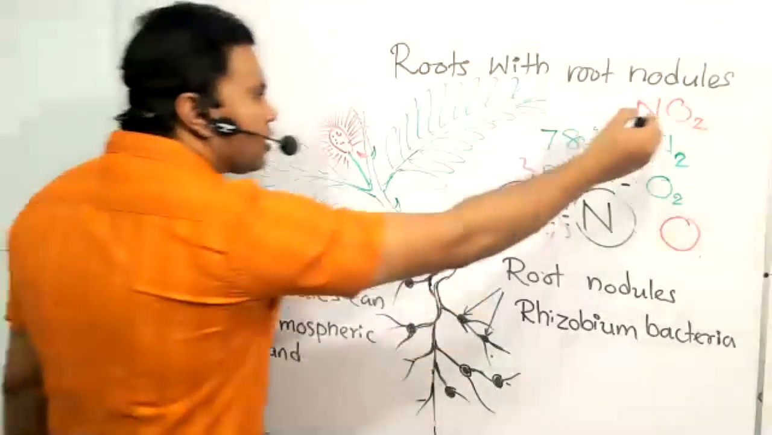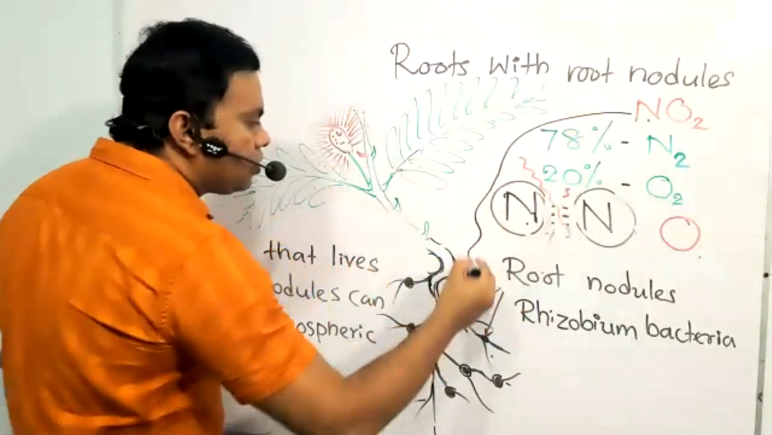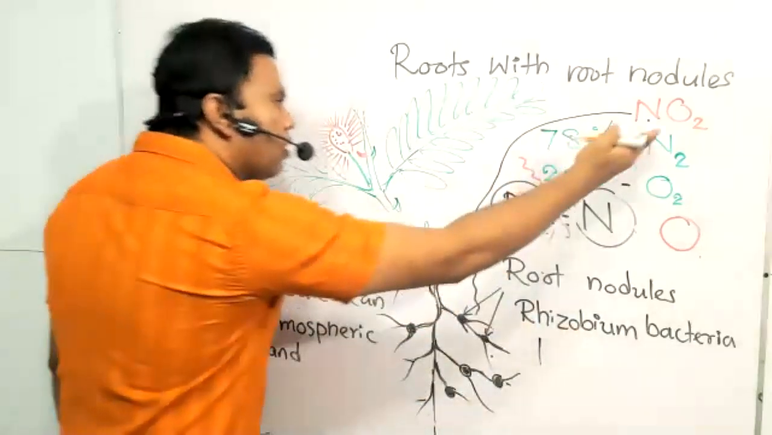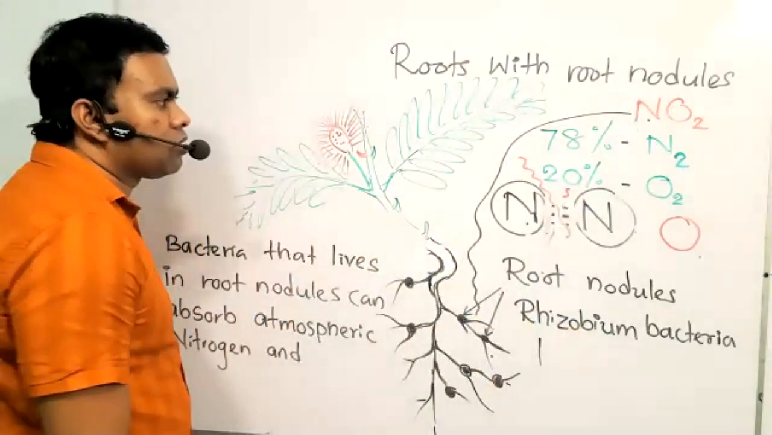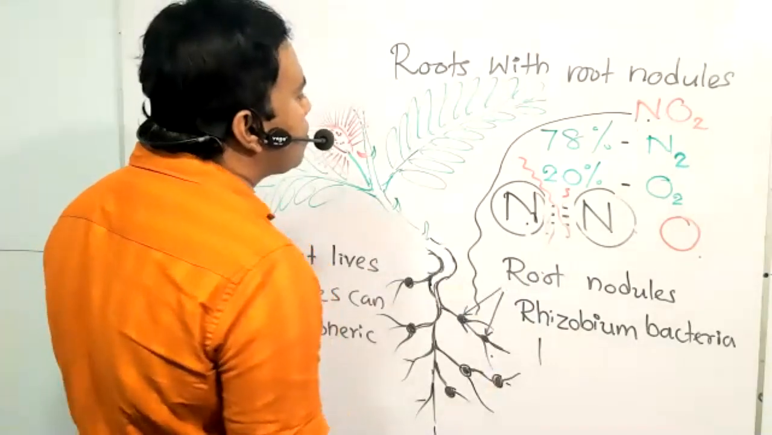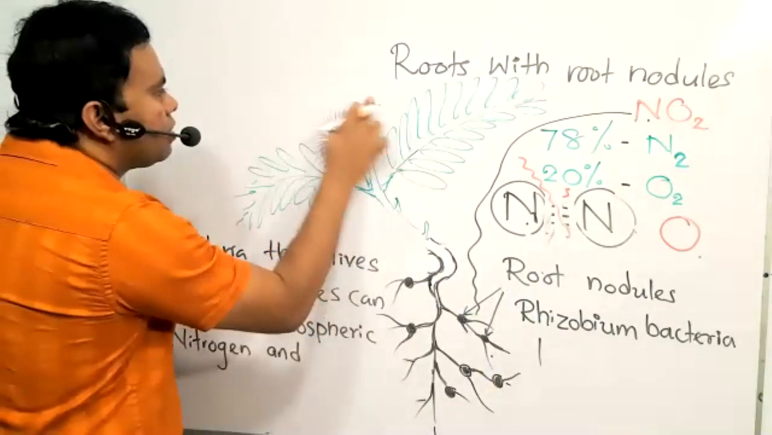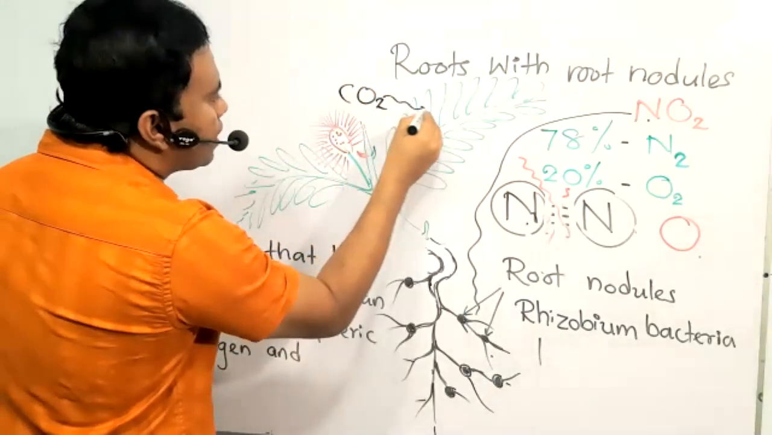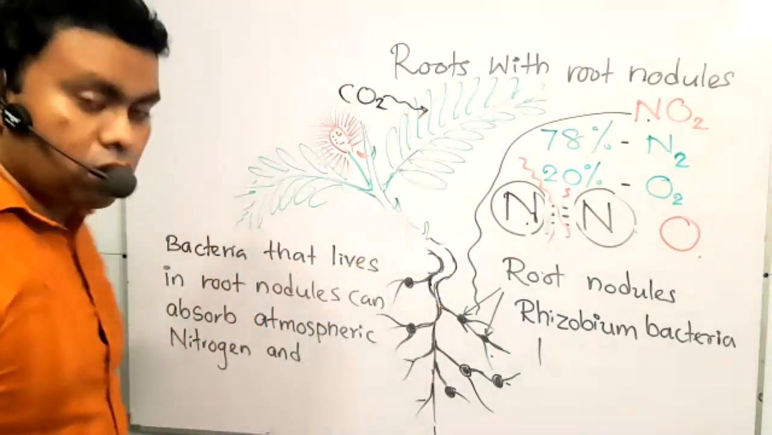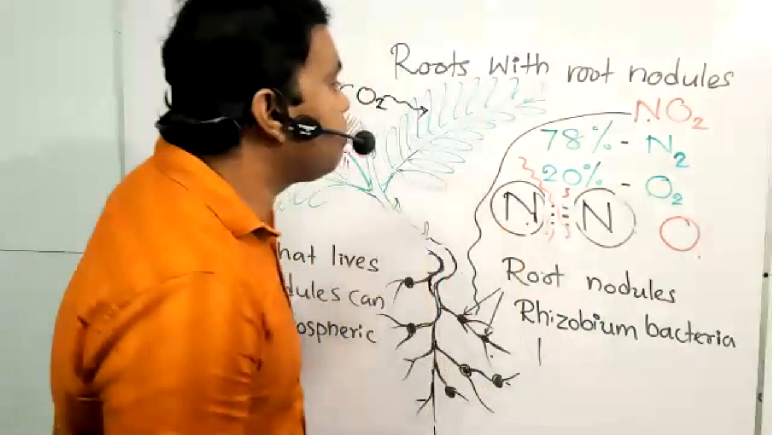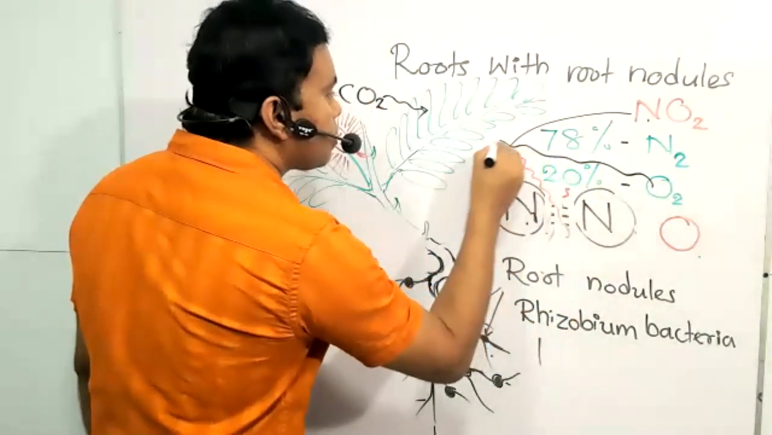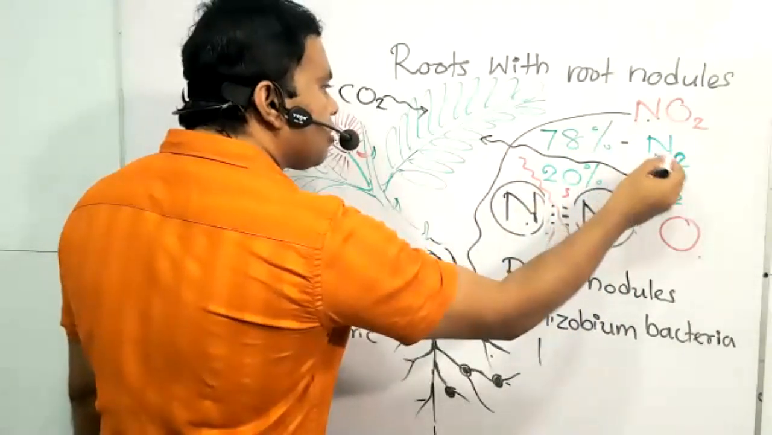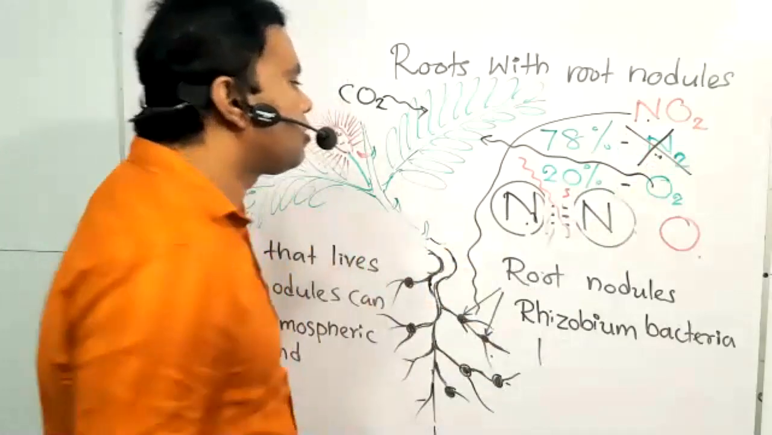It dissolves in rainwater and nitrate ions are formed. Then only it can be absorbed. But carbon dioxide, okay, listen, don't write. Carbon dioxide can be directly absorbed. Oxygen can be directly absorbed by the plant leaves. But what about nitrogen? It cannot be absorbed.